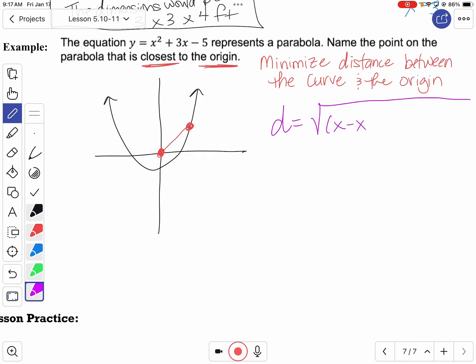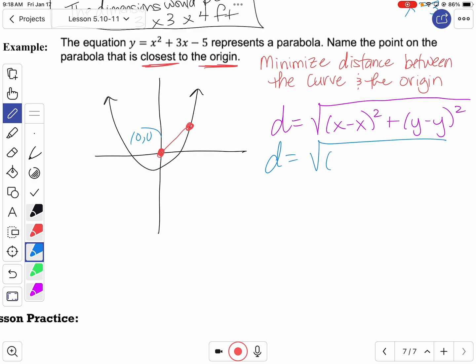Yep, change in x squared plus change in y squared. Now, the good news is I happen to know one of my ordered pairs. What's that ordered pair that we want to get close to? 0, 0. So I'm going to replace that. d is going to equal the square root of x minus 0, which is just x squared, plus y minus 0, which is just y squared.